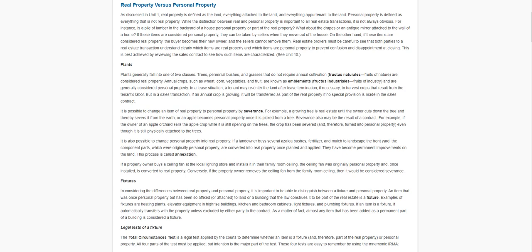In a lease situation, a tenant may re-enter the land after the lease termination, if necessary, to harvest crops that result from the tenant's labor.